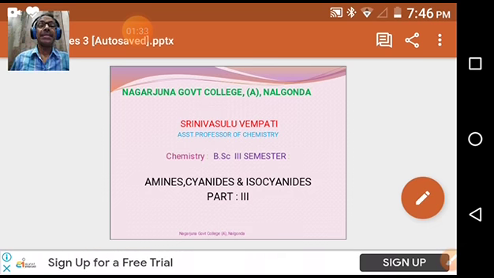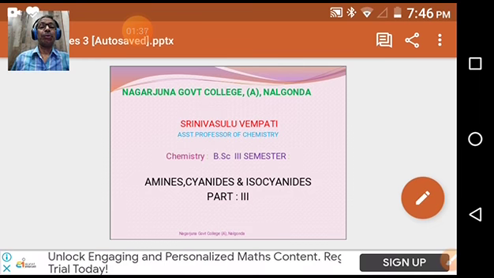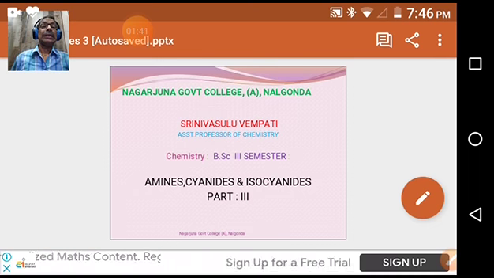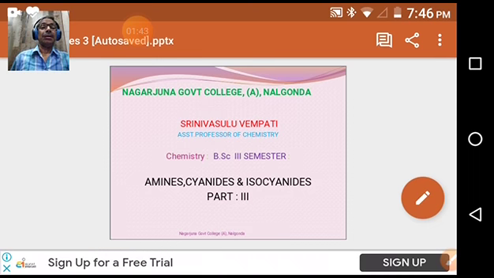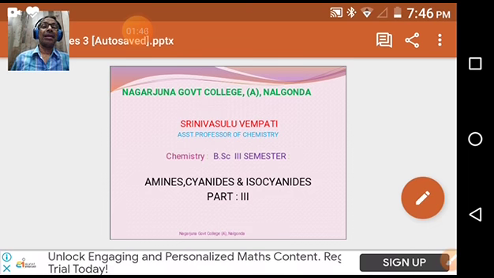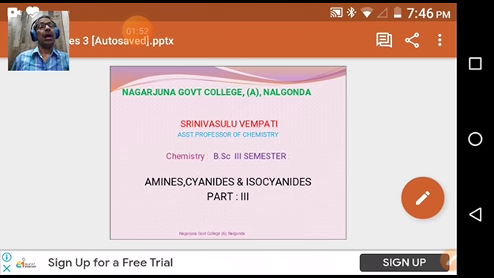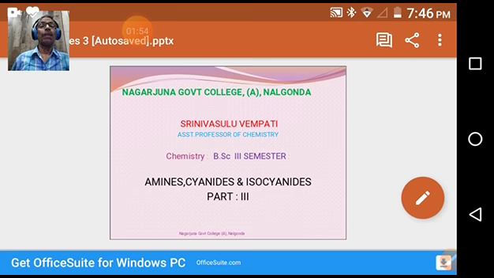In Gabriel synthesis, we use phthalimide. Phthalimide in presence of base reacts with alkyl halide. Nucleophilic substitution takes place, giving N-alkylated phthalimide. On hydrolysis, it gives amines. In this method, we can only prepare primary amines, the aliphatic amines only.